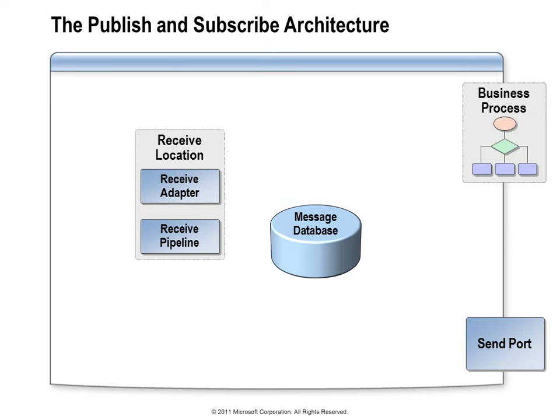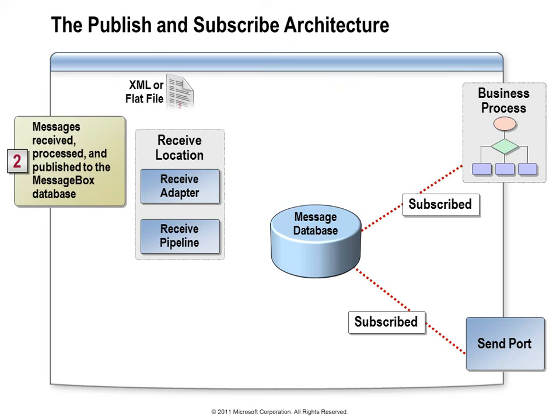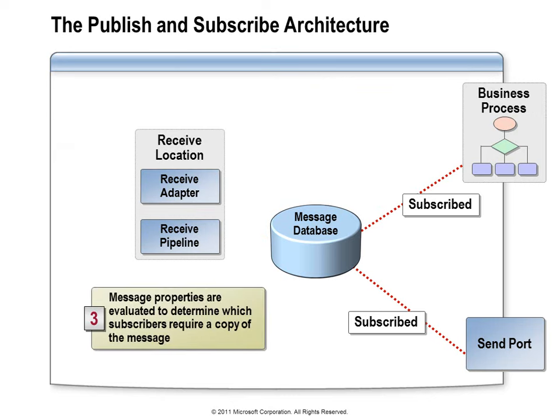So once these subscriptions are established, our application is ready to start receiving messages. When a message comes in, the receive adapter and receive pipeline are going to work together to process that message and publish it into the message box. Once that message is published in the message box, BizTalk is going to search for subscribers. So it is going to examine the context properties of that message, and it is going to try to match those with each of the subscriptions that have been registered.